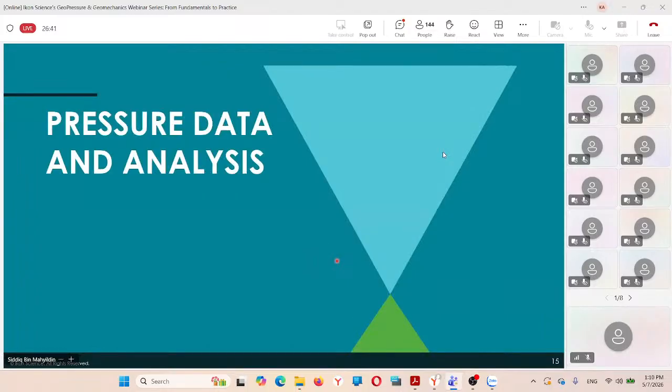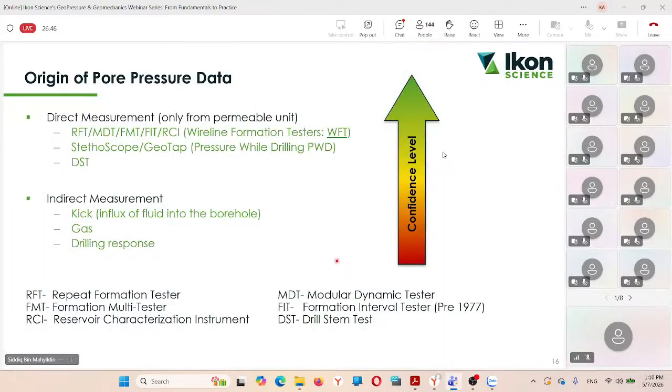So let's start with that, pressure data and analysis. What is the origin of pore pressure data? Some of you might be familiar with this already. I saw we have some drilling engineers and some wireline engineers joining us today as well. Over here, we have direct measurement and indirect measurement kinds of data.